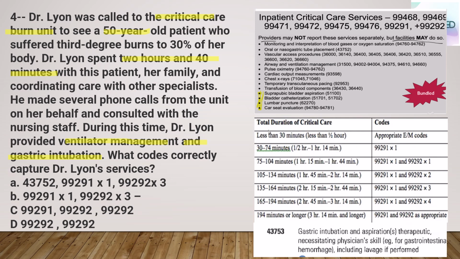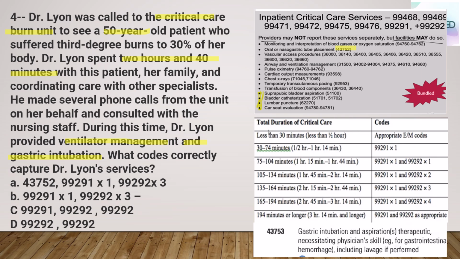Now let us see the first code, 43752. If you see the inpatient critical care, you will see that there is a code 43752. So when it is bundled, we do not code it separately. So option A is not the correct answer. Now we are left with B, C and D. Now if you see answer D, what they have written is 99292 and 99292. So this is the add-on code which we never write in the first place. So without even looking at the other options, I am going to delete option D, because that's not the way we write the code. So now we are left with B and C.